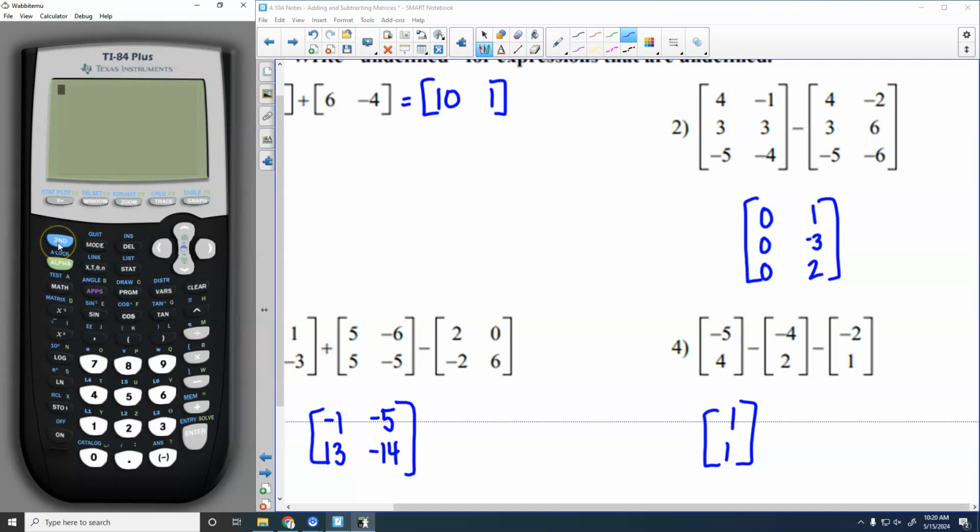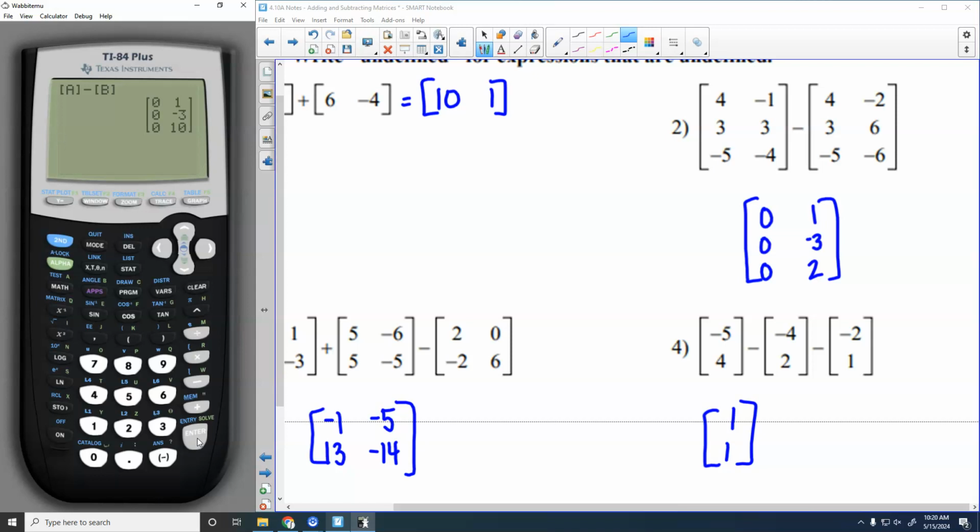So you're going to go second matrix, and it says names right here. We're going to hit enter, and it'll put our A right there. And then we'll do the minus key, and then we'll do second matrix, go down to B, hit enter. So we've got matrix A minus matrix B, and you'll hit enter, and it will subtract them for you.